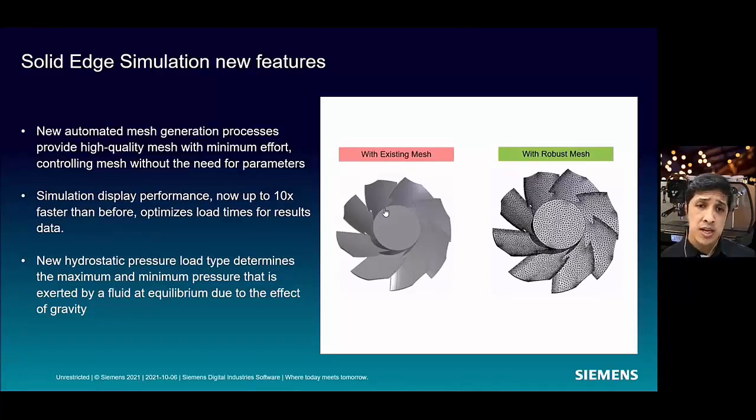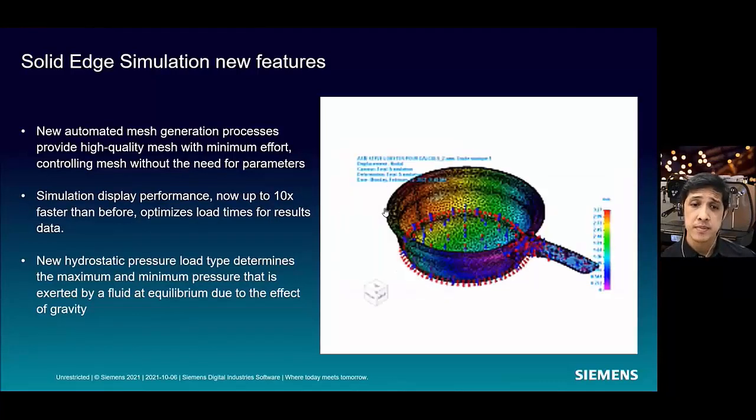Body mesh also allows for a cool new feature called mesh on mesh. Basically, you are able to mesh a mesh body, such as 3D scanned parts or generatively designed parts. This is unique in the industry and is based off Siemens technology, further enhancing our hybrid modeling capabilities. Simulation display performance has also been increased, providing results up to 10 times faster than before by optimizing load times for results display and mesh display.